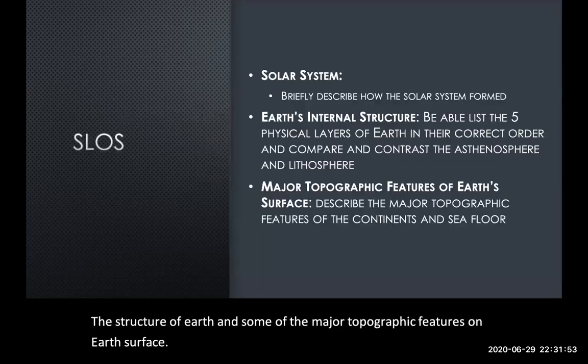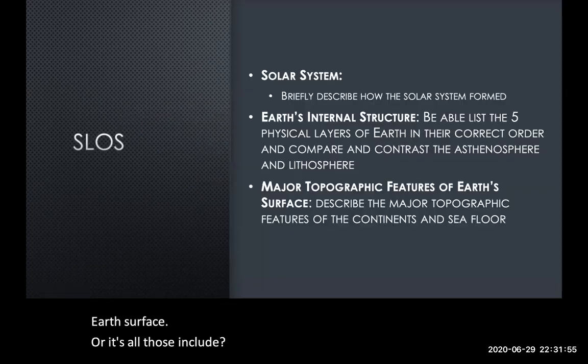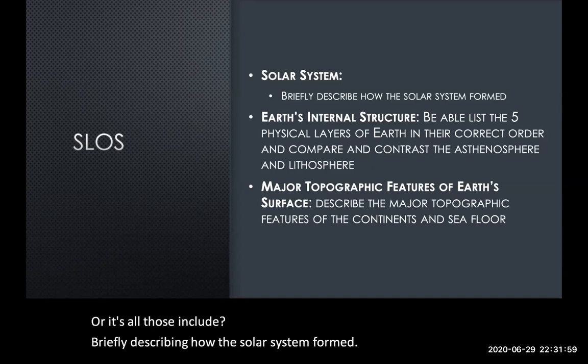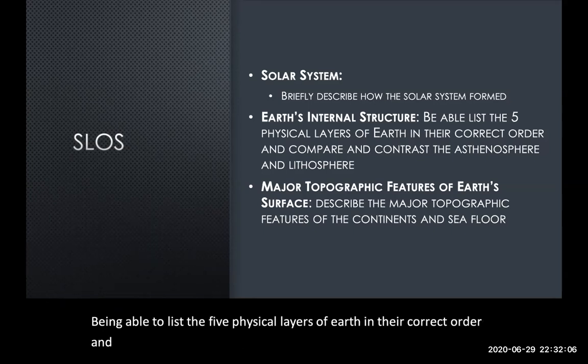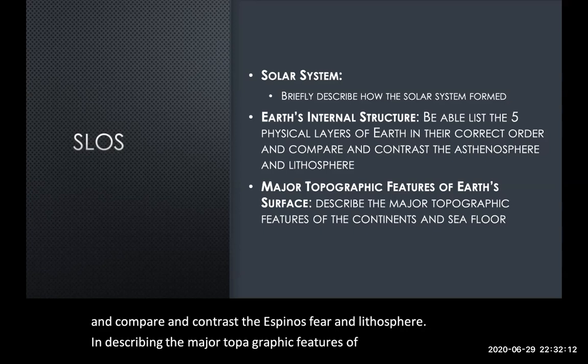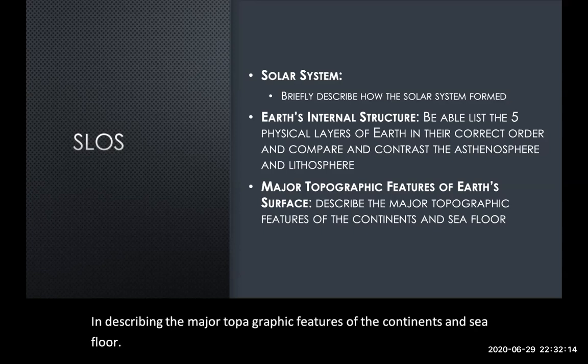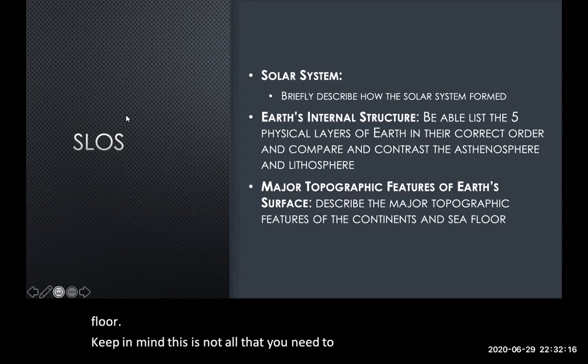Our SLOs include briefly describing how the solar system formed, being able to list the 5 physical layers of Earth in their correct order and compare and contrast the asthenosphere and lithosphere, and describing the major topographic features of the continents and seafloor. Keep in mind, this is not all that you need to know, but these are the big ideas.